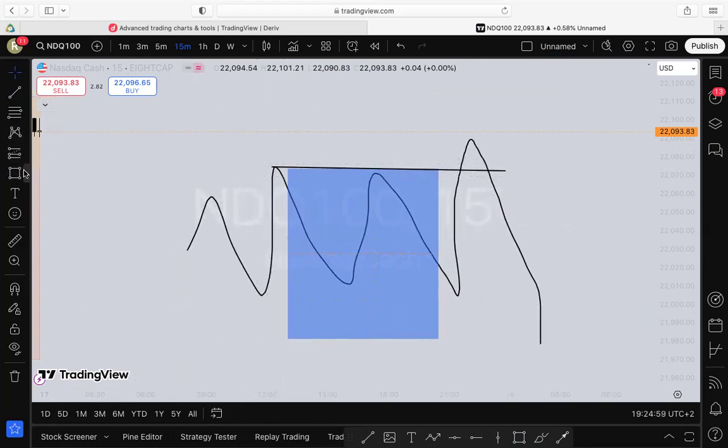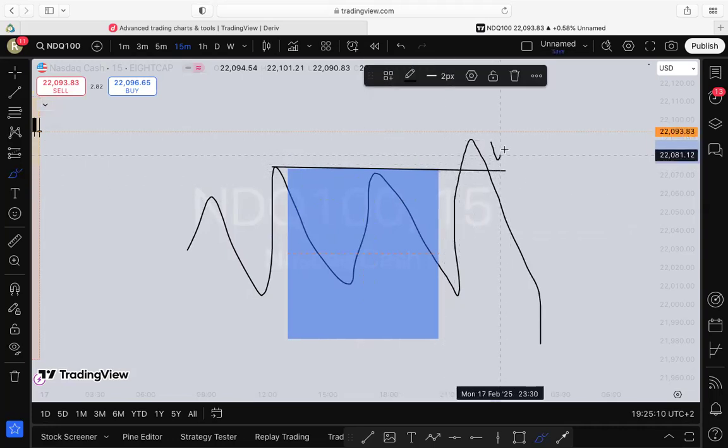After breaking here with the wick, what do you do? Here, after breaking here, you go to your 1 minute time frame. On the 1 minute time frame, you monitor a break of structure to the downside, right?